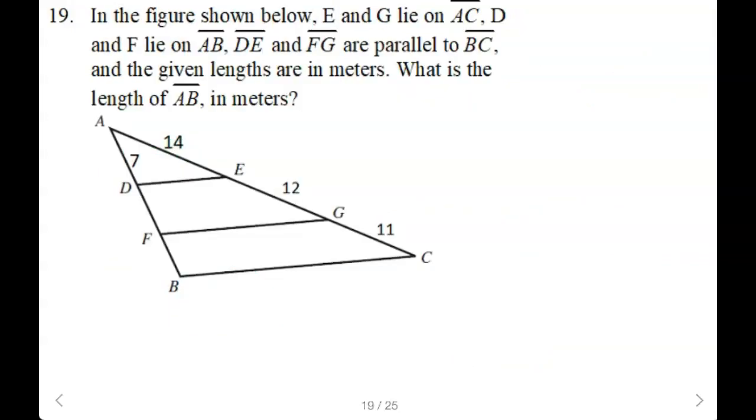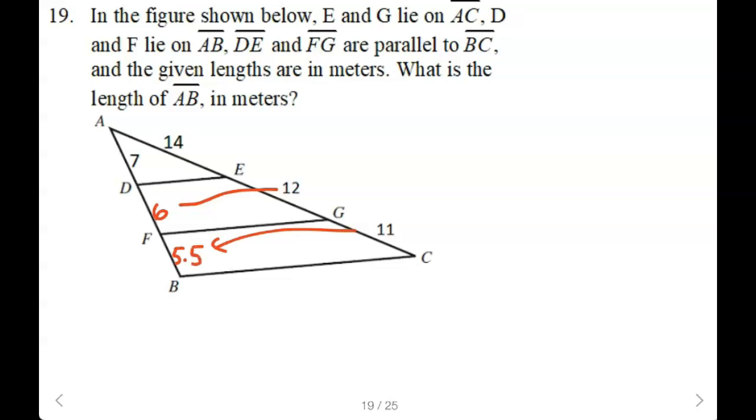All right, here, 7 multiplied by 2 is 14, so if we have the one on the right, we're going to divide by 2 to get the one on the left. So 12 divided by 2 gives us 6 for DF, and then 11 divided by 2 would give us 5.5 for FB.